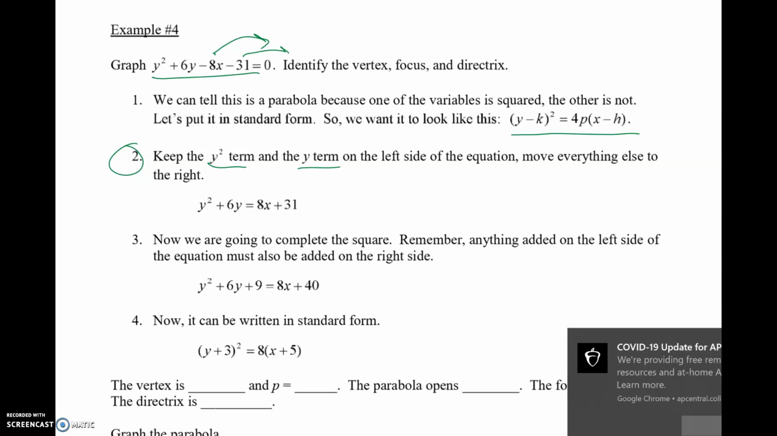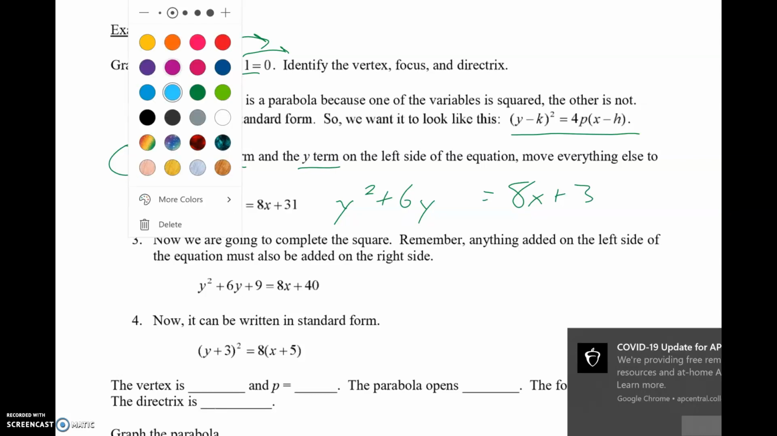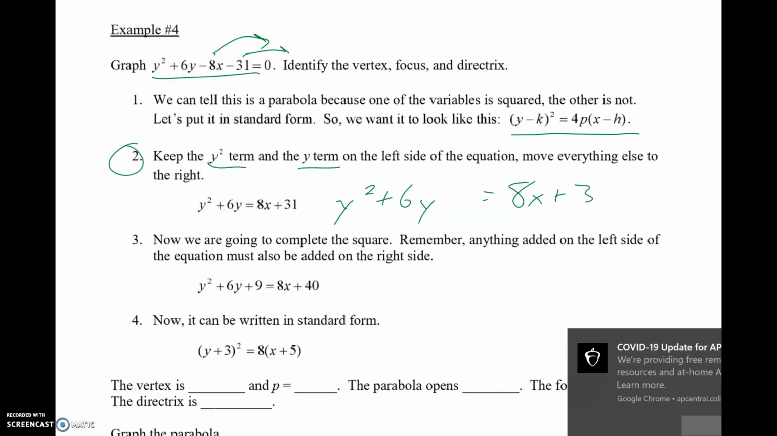Now, it's probably wise to leave a space right there as you're writing this out, because you are going to complete the square. Then you just have to figure out what goes right here. And of course, whatever you add on one side, you have to add on the other side. Now we're in step 3. We're going to complete the square. Remember, anything added to the left side of the equation must also be added to the right side.